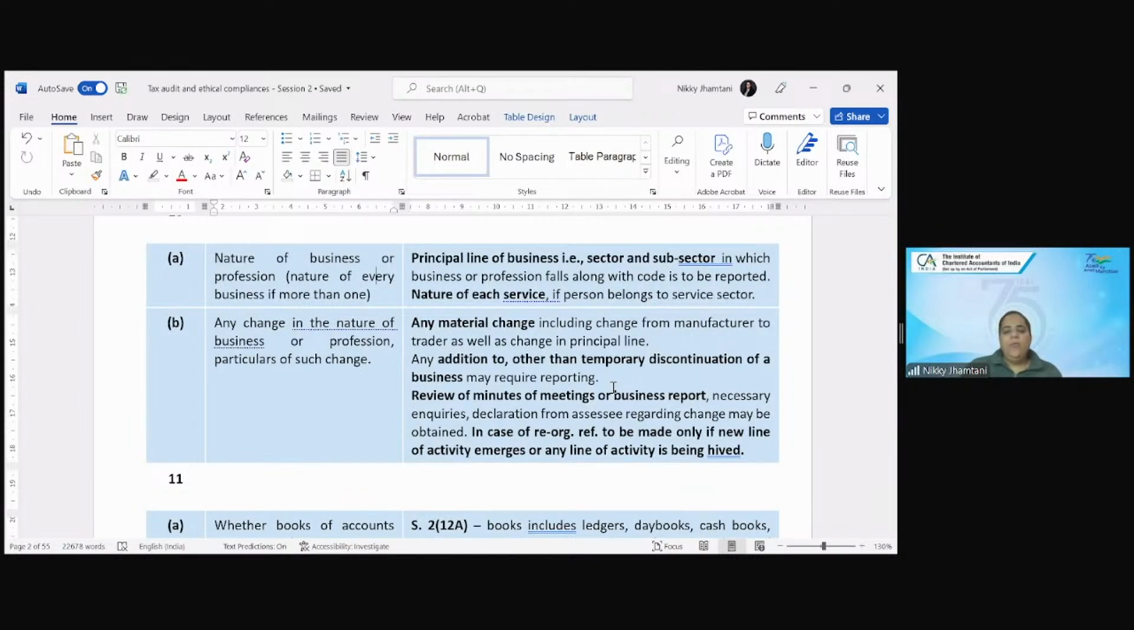So when you are doing this, it is not that the client said something and we accepted it. That does not happen. Ask the client for the minutes of the meetings or the business report, we will make necessary inquiry from the client, and we will also ask for a declaration. In a case of a reorganization, reference to be made only if new line of activity emerges or any line of activity is being hived.